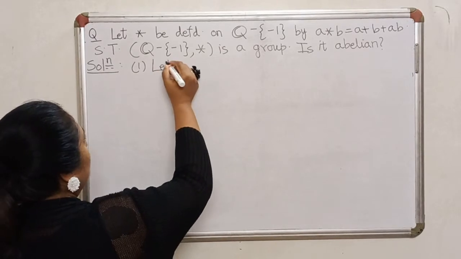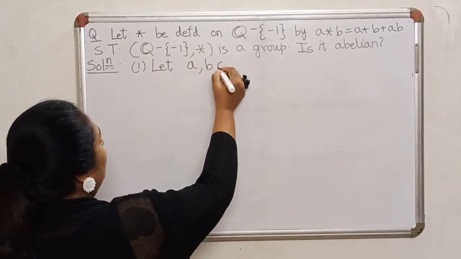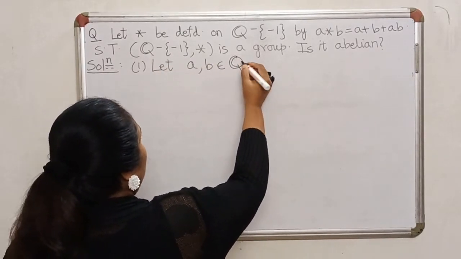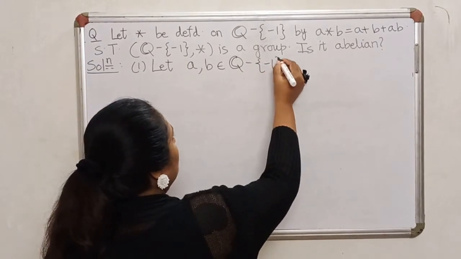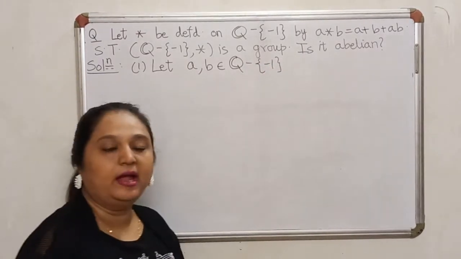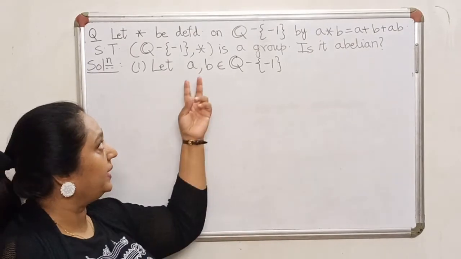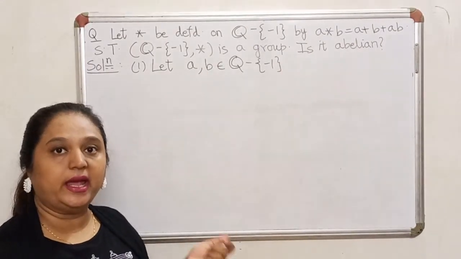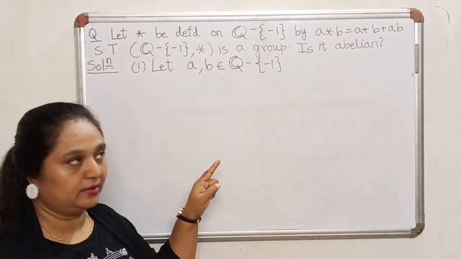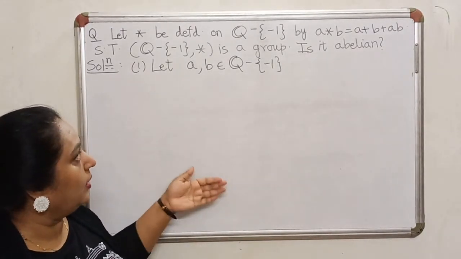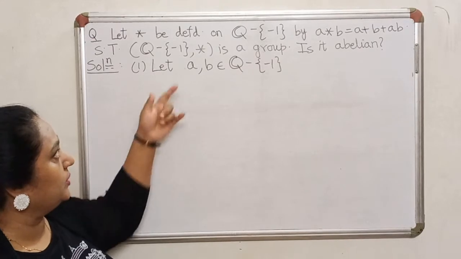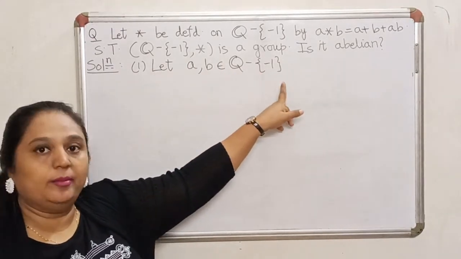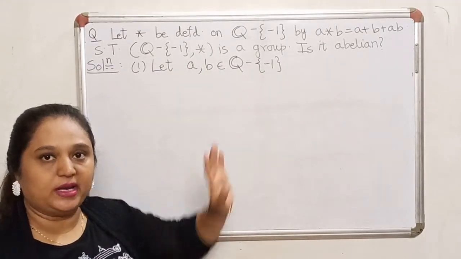Remember the technique. We start with two arbitrary elements of our set, and we will have to prove that when we combine these two elements with the operation star, the resulting element is again in the same set. So at the end of this step, I would like to prove that a star b is again an element of the set Q minus {-1}.